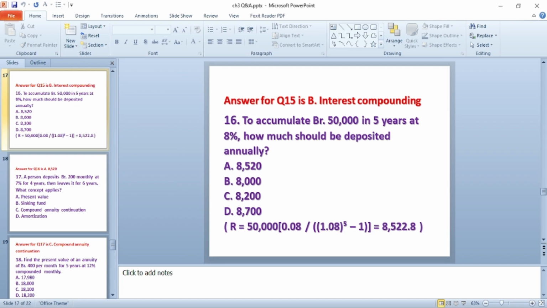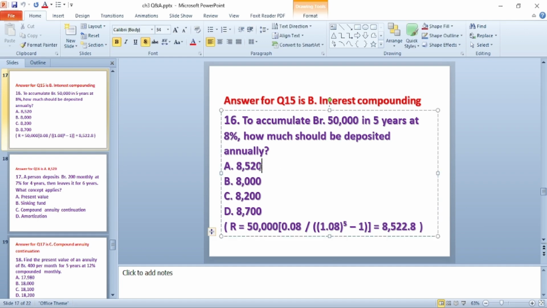Regular payment is equal to 50,000 times 0.08 divided by 1.08 to the power of 5 minus 1, which is equal to 8,522.8. The answer is A. 8,522. I mean 23.